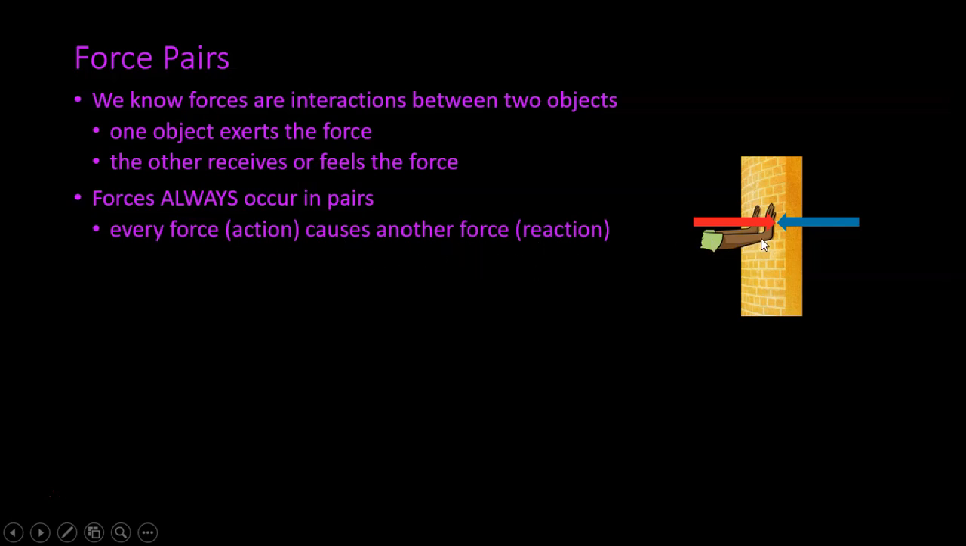So this person pushing on the wall causes an action force, and as a result, the wall pushes back on the person, and we call that the reaction force. And together they are called an action-reaction force pair. So the person pushing on the wall and the wall pushing back on the person are known as an action-reaction force pair. They do occur simultaneously.